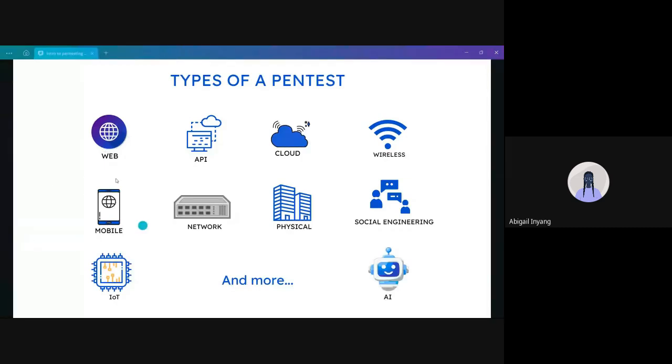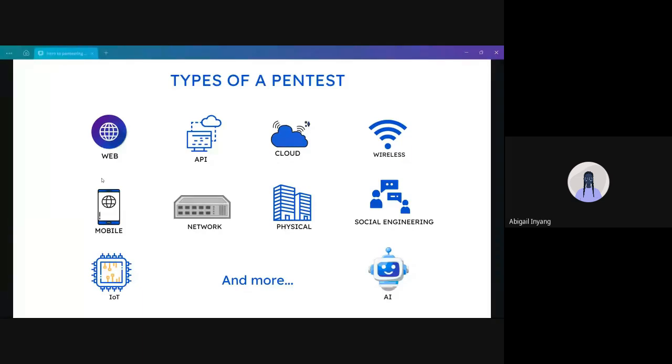So we have mobile penetration testing. For mobile penetration testing, you're testing mobile apps to identify vulnerabilities, and mobile apps have vulnerabilities that are specific to them as well, because these are different infrastructures, different applications. They have vulnerabilities that are specific to them. So for mobile penetration testing, you're testing iOS and Android apps to discover vulnerabilities in them.